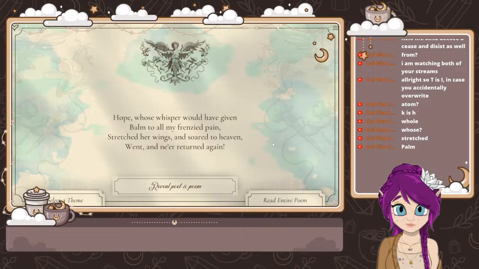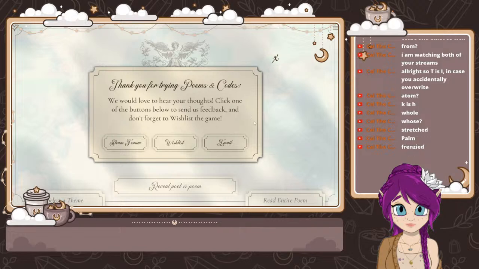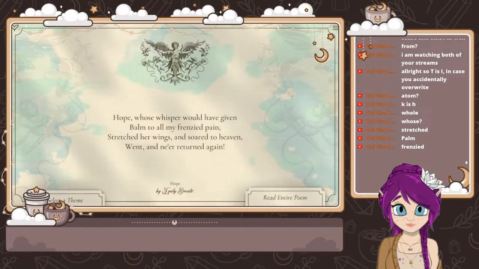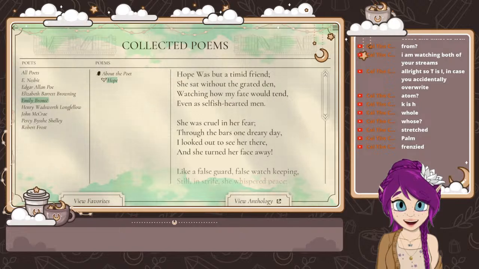to heaven when the nearer returned again. It's all done. That was beautiful, though. Emily Blunt. Oh, no, not Emily Blunt. Emily Bronte.